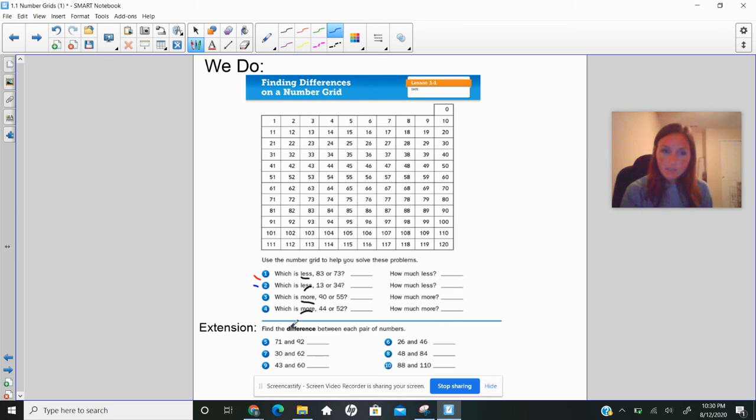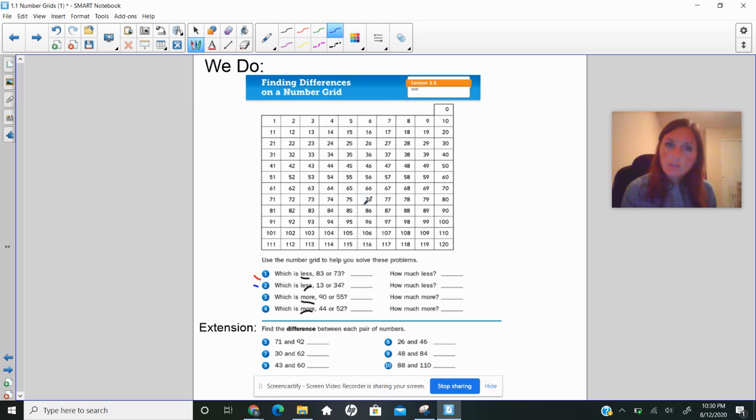This is kind of an extension. This is going to be a little bit more difficult. There's a lot more to do, but I would like for you to do them, okay? So this is kind of more of thinking it out. This one is going to be just finding the difference right away, okay? Again, you can still use your number grid. Okay, it's still good for you to be able to use.